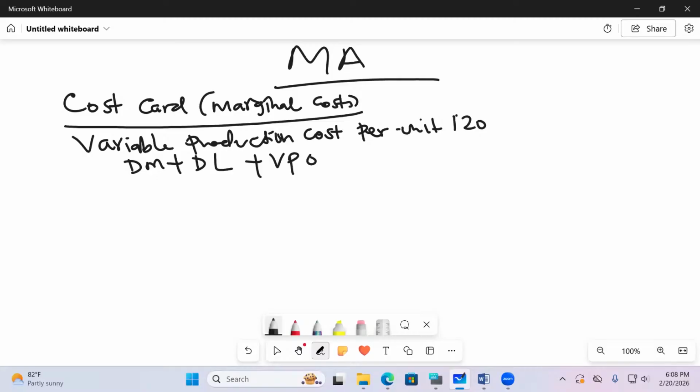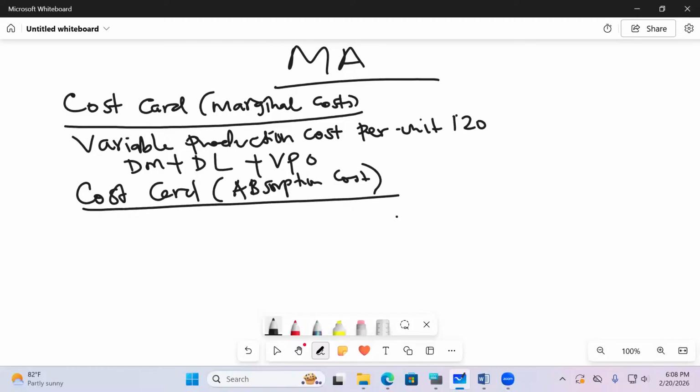Then come here and give me the same cost card. But this time around, you're using what we call absorption cost. So under absorption cost, what are you able to remember, my friends? We take both the variable production costs and what else?